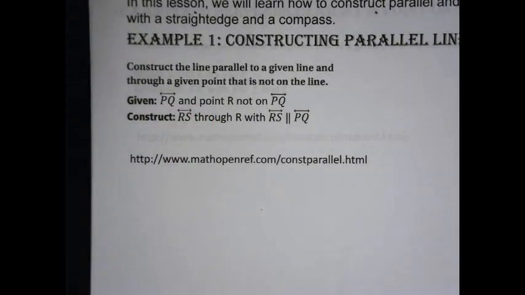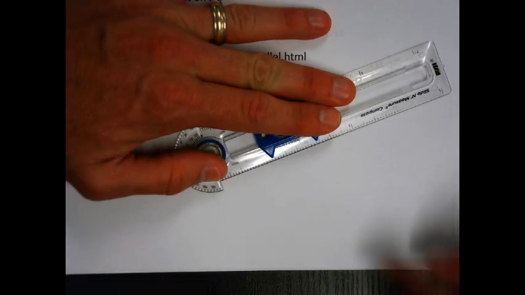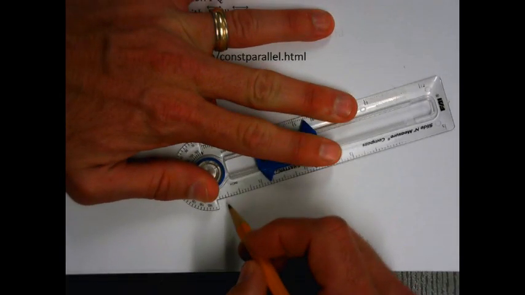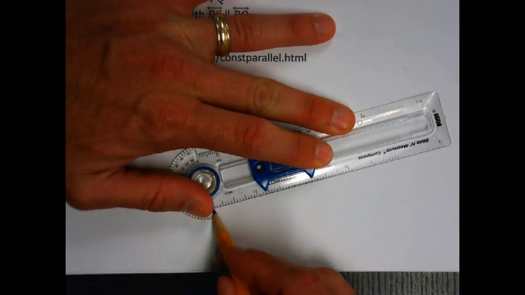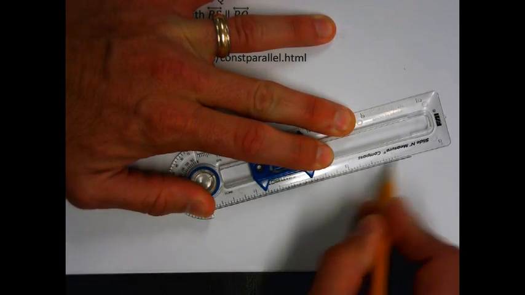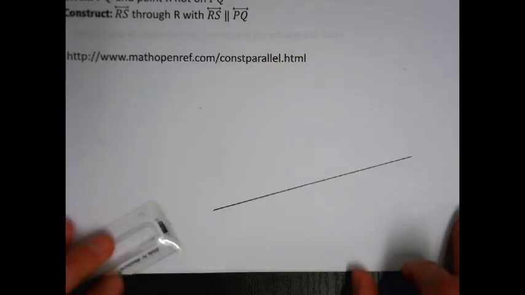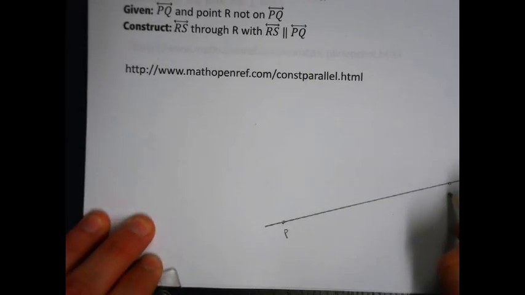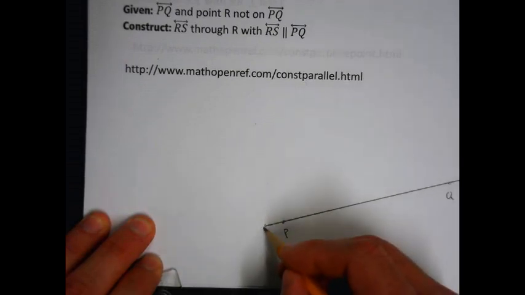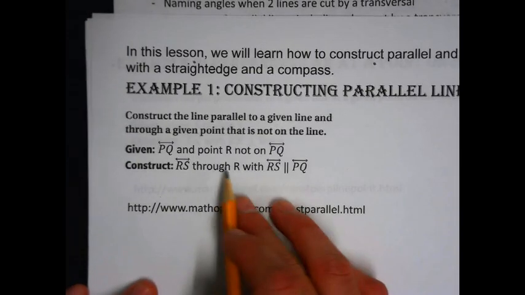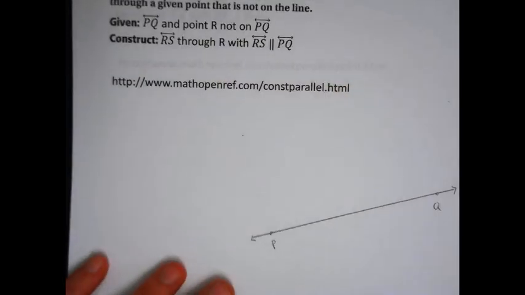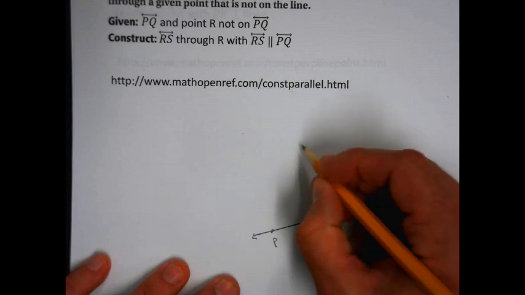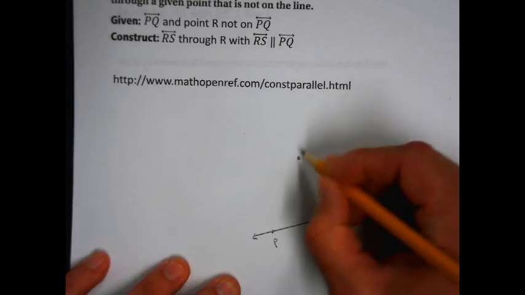So what we're going to do is basically draw that. I'm going to take my straight edge and give myself some space, and draw what's given to us. I have a little line here, and I'm going to label it PQ. There's P, and there's Q. Then we have a point R not on PQ, somewhere over here, because it really doesn't matter, and we'll call that point R.